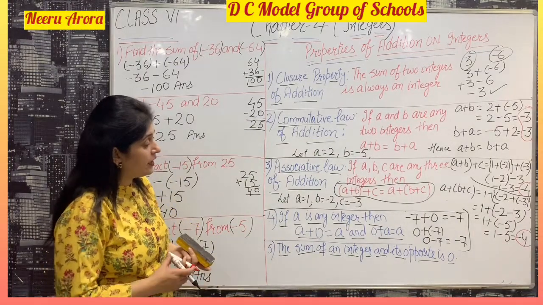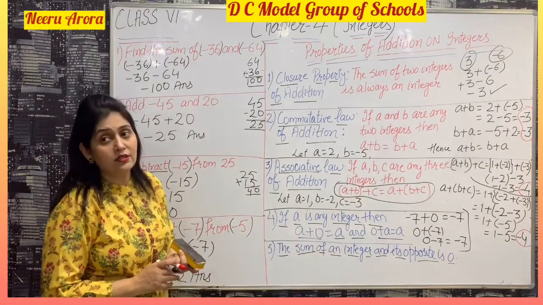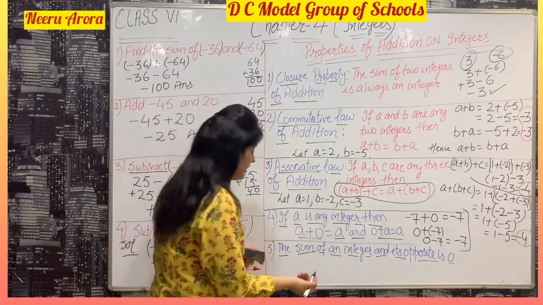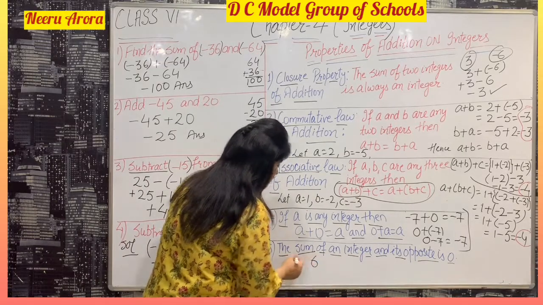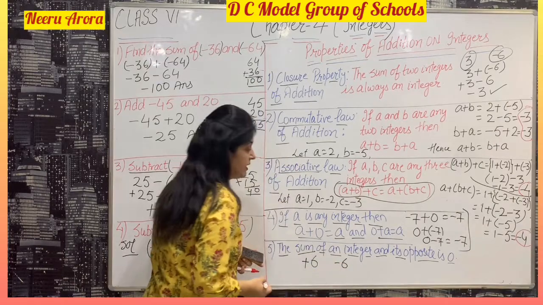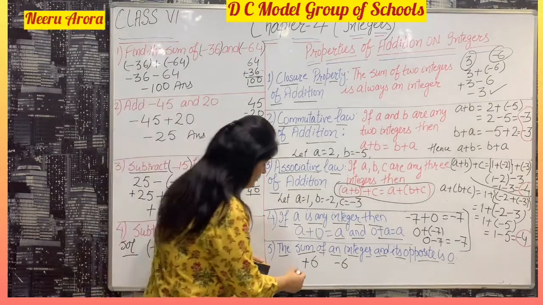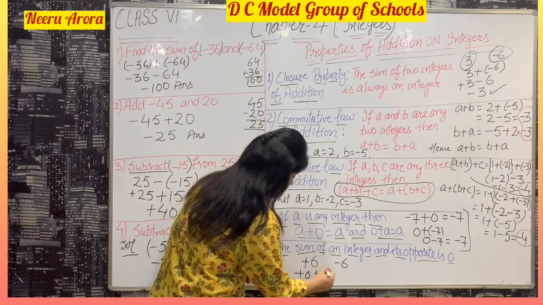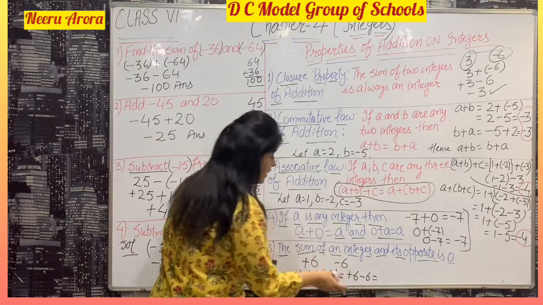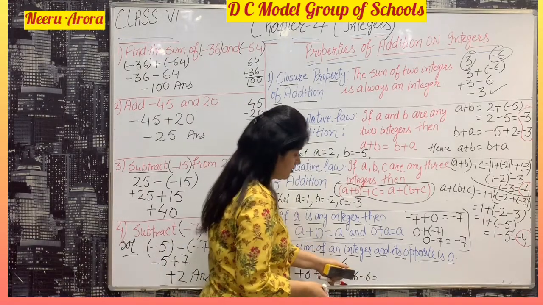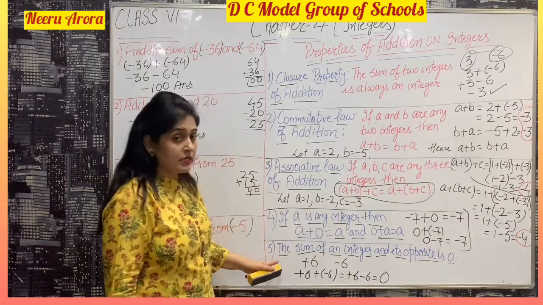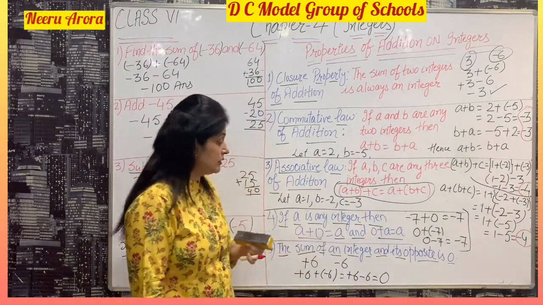The sum of an integer and its opposite is 0. Sum of an integer and its opposite. Let us suppose an integer is 6, that is plus 6, and its opposite is minus 6. When we find the sum, plus 6 plus minus 6, both have opposite signs, so we find the difference. We subtract the numbers. 6 minus 6 is 0. What is the property? The sum of an integer and its opposite is 0.